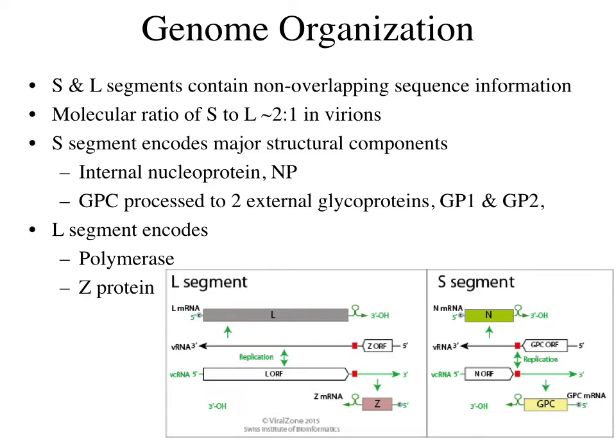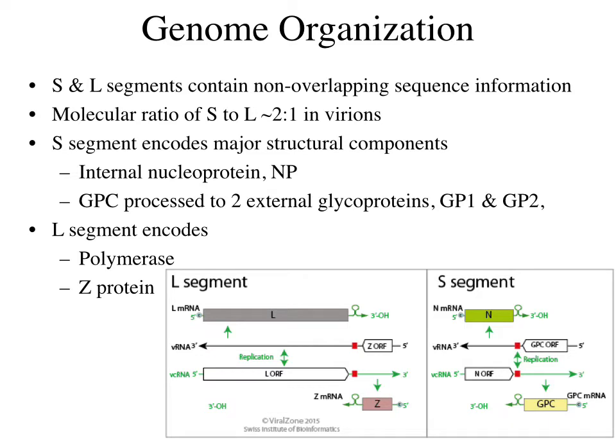So if you think back to the genome organization that we talked about for most of the bunyaviruses, they had a small segment that coded for N, the mid-sized segment that coded for the glycoproteins, and then the large segment that coded for the polymerase. So the smaller segment here for the arenaviruses is as if you took those two bunyavirus segments, the S and the M, and bound them together, but in an ambisense organization.